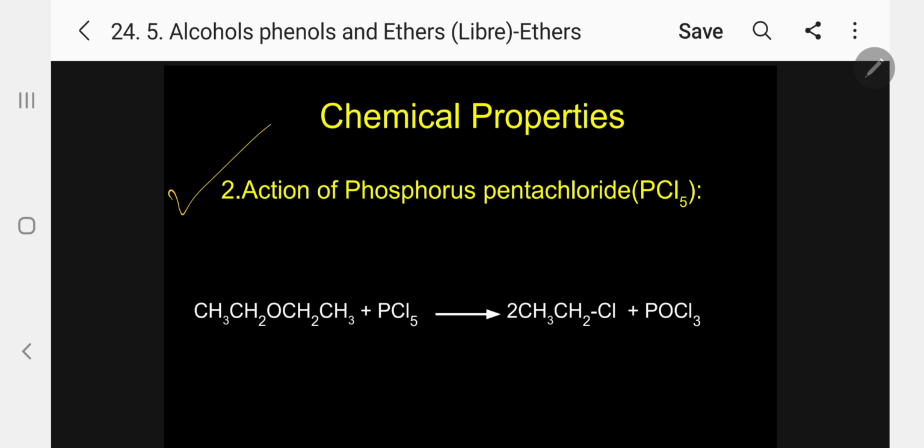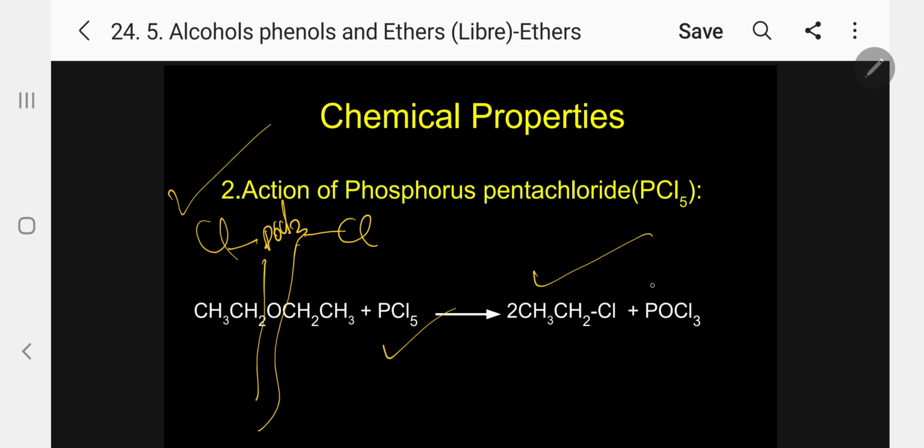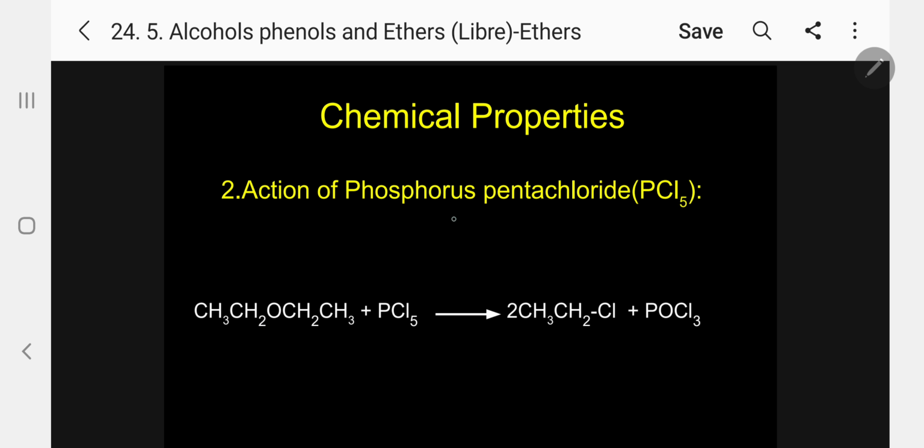Action of phosphorus pentachloride. Again, formation of halides. The other way also we can use phosphorus pentachloride to convert into halide. What way? Kindly follow this. This is phosphorus oxychloride, chlorine, and this is chlorine. So 2 moles of ethyl chloride and 1 mole of phosphorus oxychloride are formed. Suppose it is an alcohol, we are getting ethyl chloride and oxychloride, HCl. Kindly follow. This is the most important.